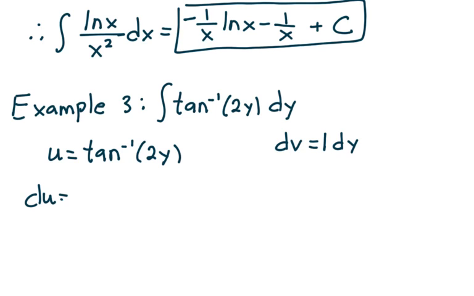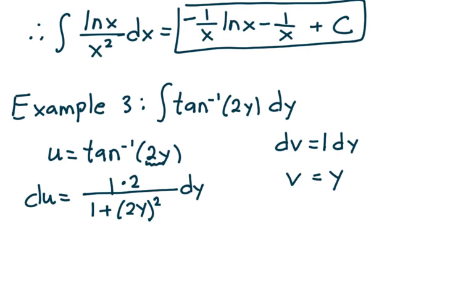So du is 1 over 1 plus 2y to the second power. By the chain rule, I have to multiply by the derivative of what's inside, which is 2 dy. And v is equal to y.